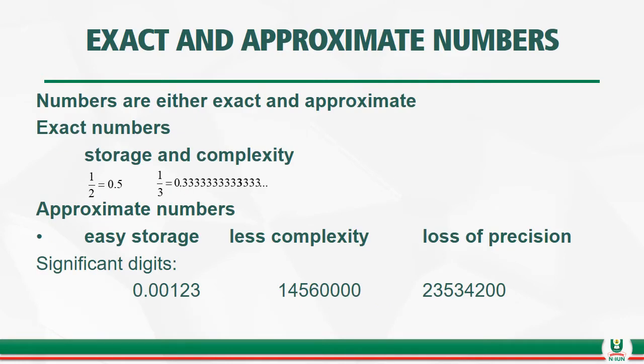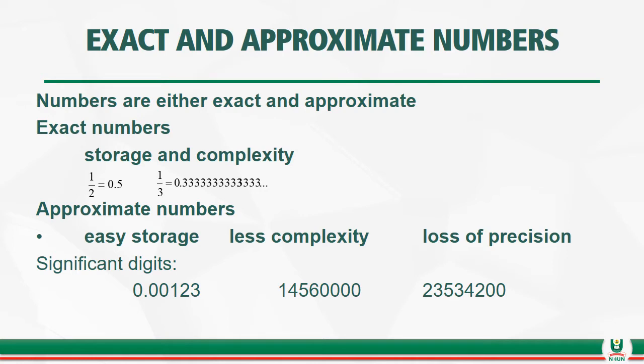Exact and approximate numbers. Of course, we all know about numbers, and we know that numbers can either be exact or approximate. But before now, we do not understand the numerical perspective of exact and approximate numbers. As it is, exact numbers are numbers as they are. Let's say, for example, I have 1 over 2. Of course, we know that's a fraction. That gives us 0.5. That's the exact value of 1 over 2.